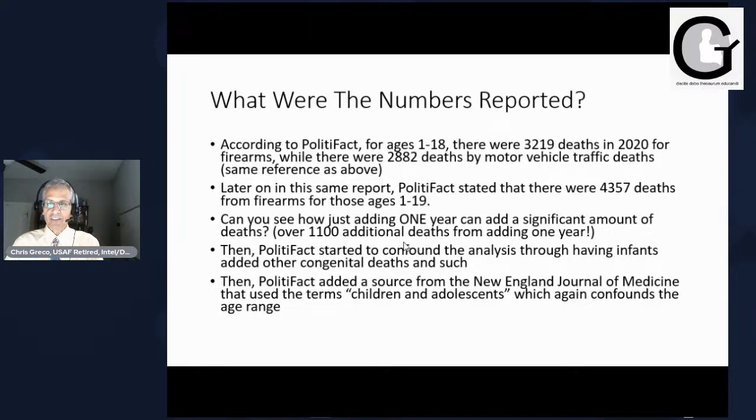Then PolitiFact started to confound the analysis through having infants added and then other congenital deaths and such. I think in their transparency, in trying to be as detailed as possible, what they do is they confuse people. And all people are looking for, I swear, is that mostly true, mostly false thing. And that's all they're looking for. So, okay, here we go.